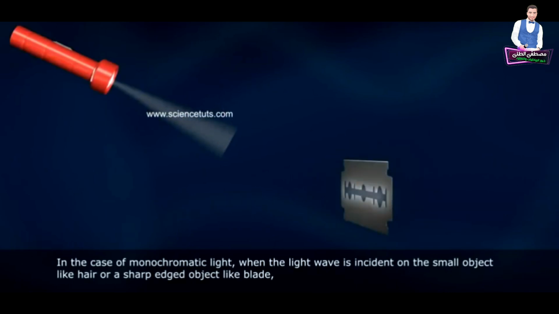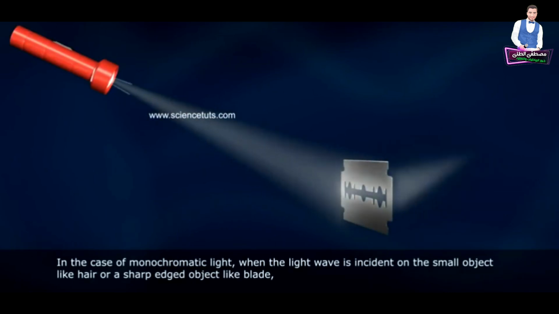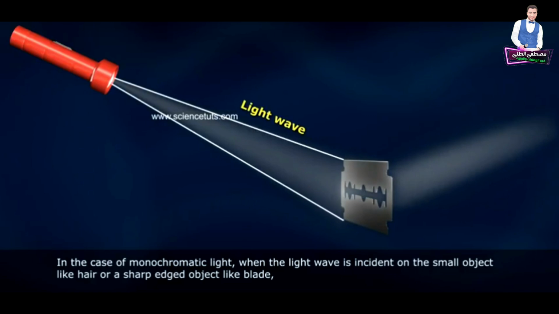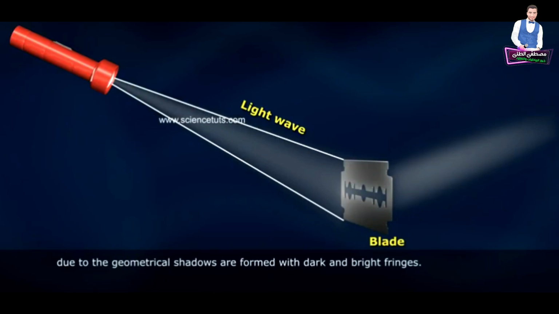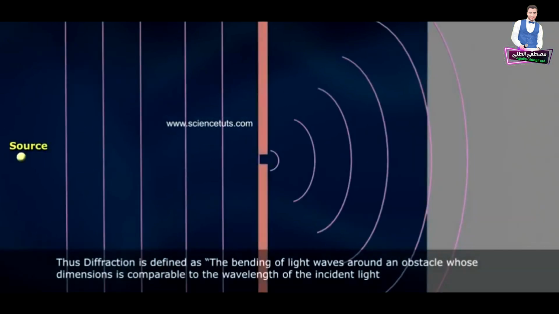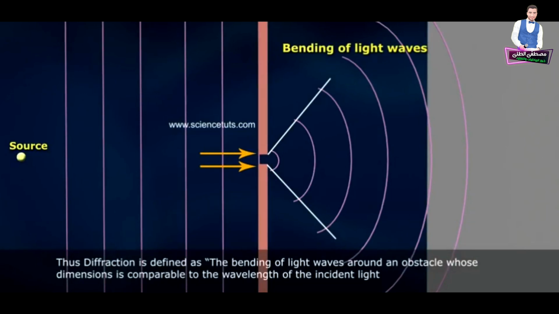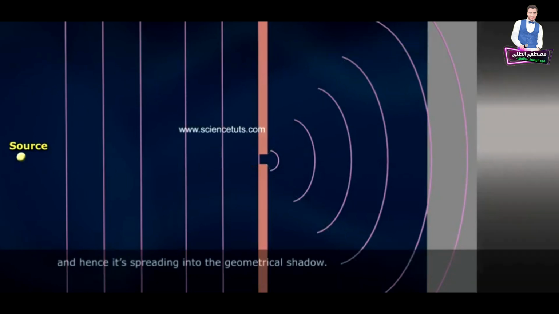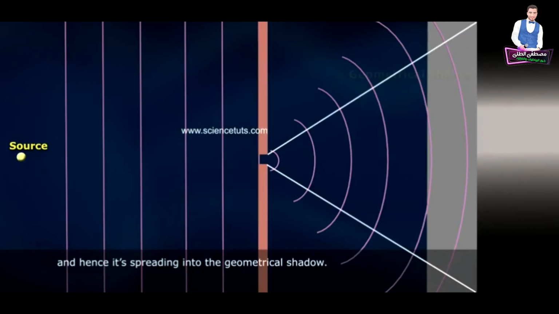In the case of monochromatic light, when the light wave is incident on a small object like a hair or a sharp-edged object like a blade, the geometrical shadows are formed with dark and bright fringes. Thus, diffraction is defined as the bending of light waves around an obstacle whose dimensions are comparable to the wavelength of the incident light, and hence its spreading into the geometrical shadow.